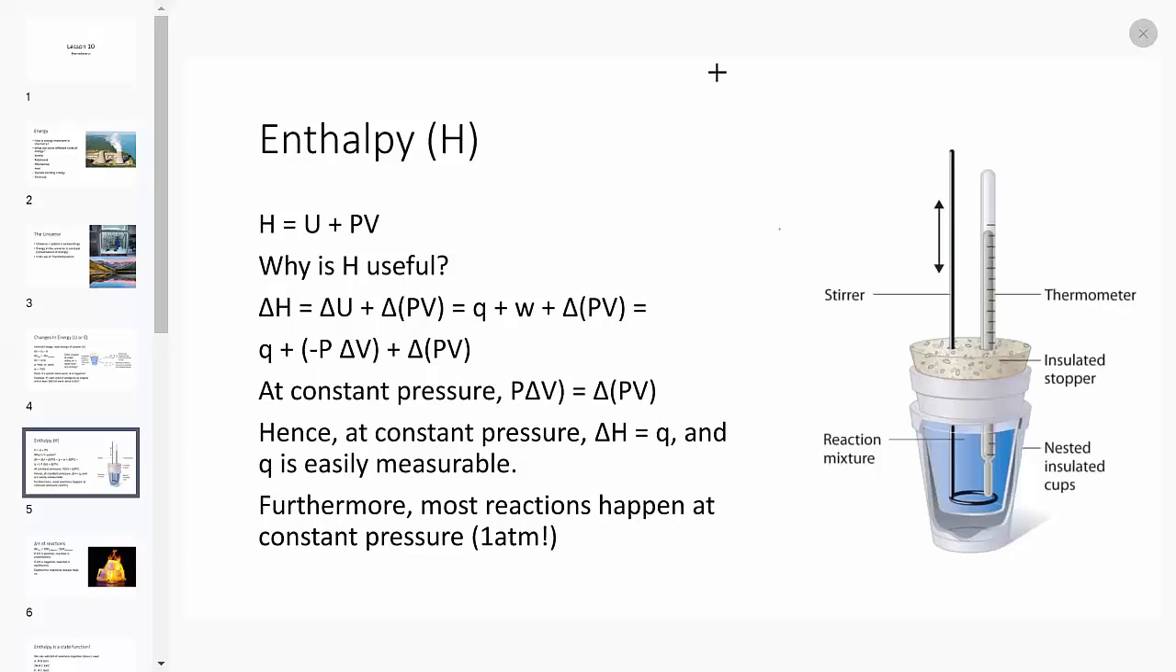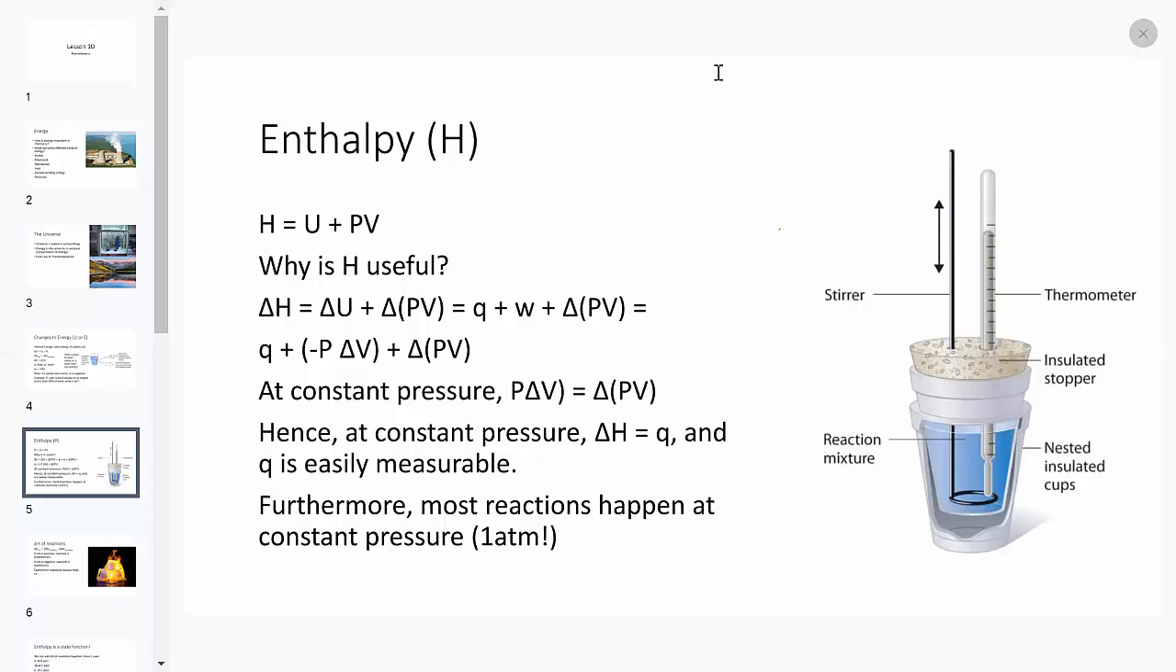Okay. So now I want to talk about a concept called enthalpy. So enthalpy is defined as the internal energy plus the pressure times the volume that the system has. So it's internal energy plus the pressure times the volume of the system. Okay. So why is H useful? Well, look at this derivation here. So we have delta H equals delta U plus delta P times V, right?